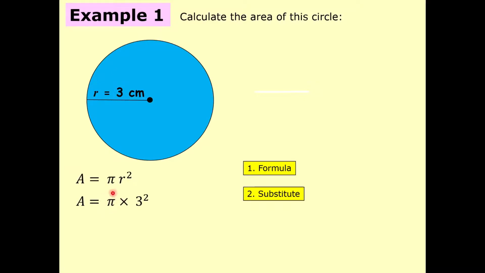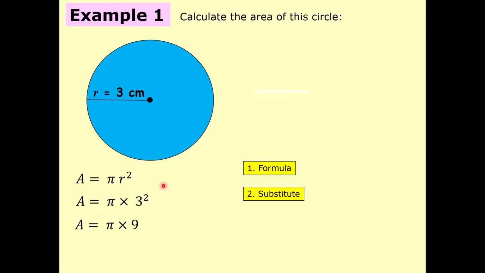I'm going to leave the pi symbol as it is, because if you have a scientific calculator, there is a pi button on the calculator, and I would like you to use that. Get into the habit of using that rather than 3.14. So A equals pi times 3 squared. And then we know 3 squared is 9, so 3 times 3 is 9, so you can change that.